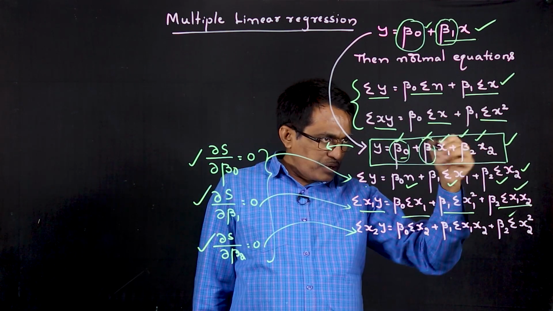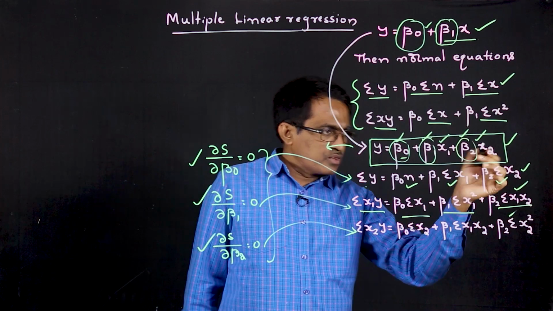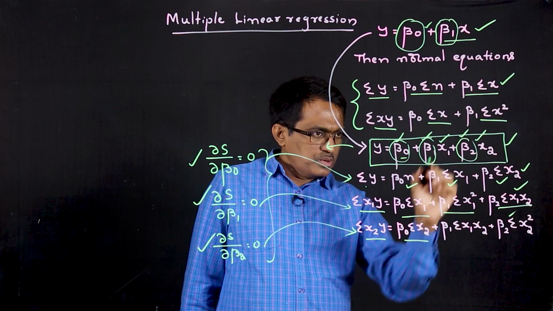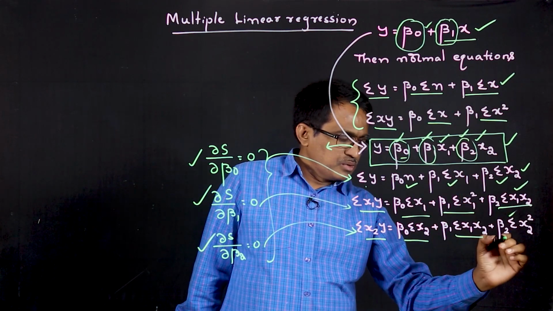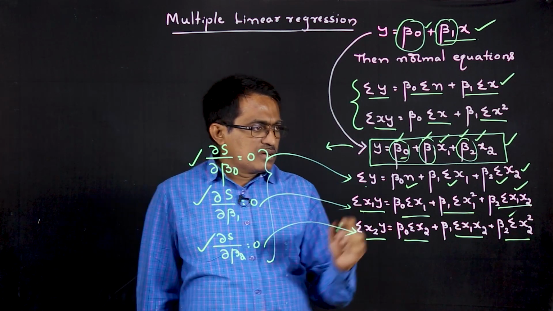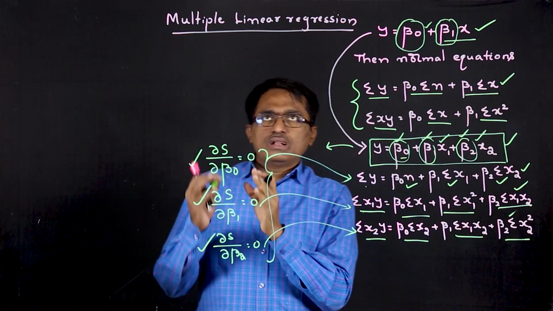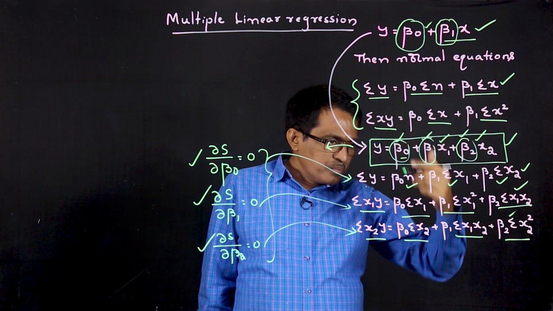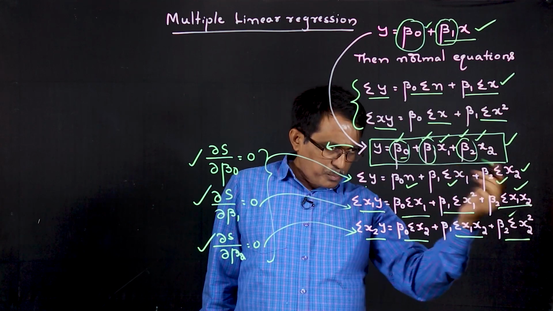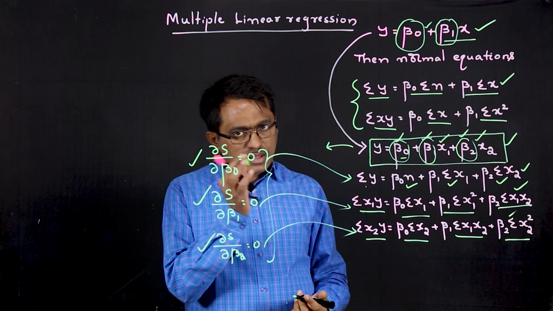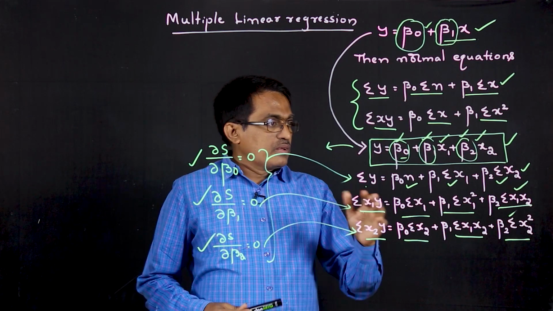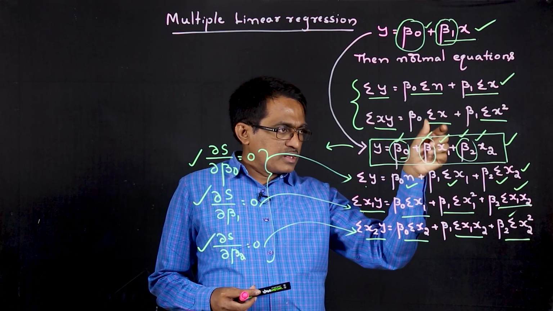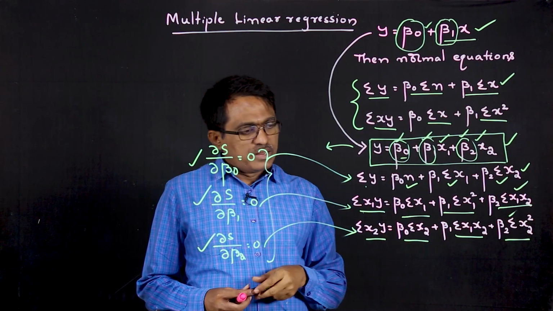Next, with respect to beta 2, multiplying throughout by x2, we get summation x2 y equals beta naught summation x2 plus beta 1 summation x1 x2 plus beta 2 summation x2 square. So whenever we have linear regression involving more independent variables, we can form the corresponding normal equations. Suppose you want to extend this further, like the previous example involving x1, x2, x3, x4, for each of beta naught, beta 1, beta 2, beta 3, beta 4 we will have corresponding normal equations.